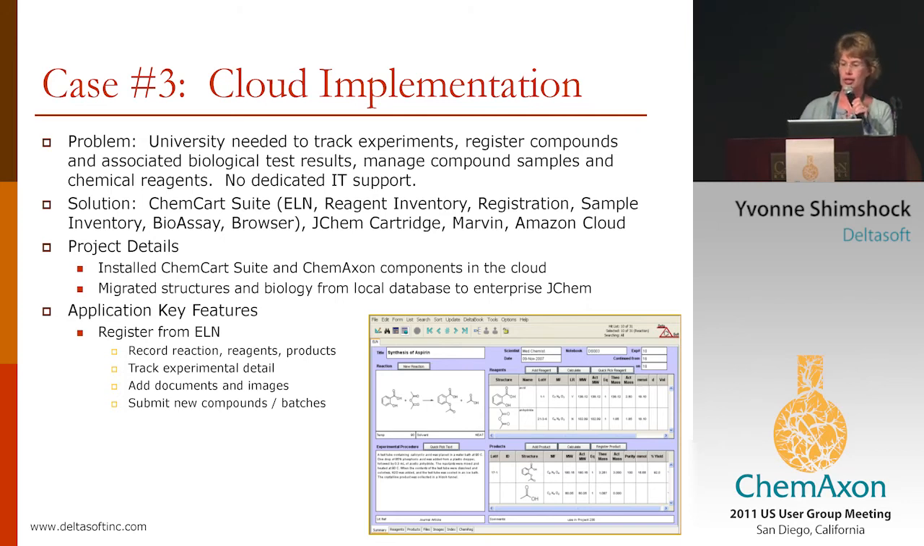There's an auto-calculate feature within the notebook. You can track experimental detail along with the documents and images that you might collect, and then go ahead and register not only new compounds, but also new batches as well. So the duplicate checking feature that we saw back on the registration slide is enabled here through the ELN.